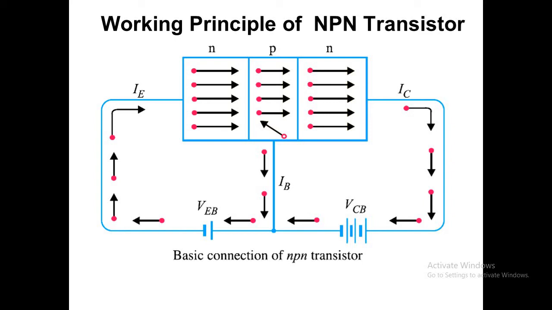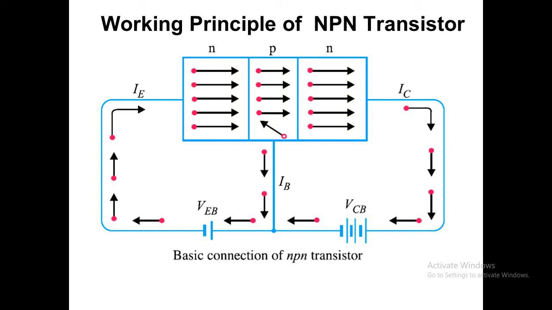What happens when the emitter base junction is forward biased, and what happens when the collector base junction is reverse biased? As we know, in a PN junction diode, when it is forward biased, the majority carriers will flow across. So here the majority carriers in the N region, that is in the emitter region, are electrons. Electrons will move towards the base because the negative of the battery will repel those electrons. So electrons will break the depletion region between the emitter base junction and flow towards the base.